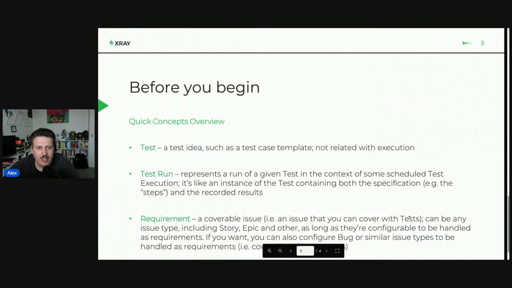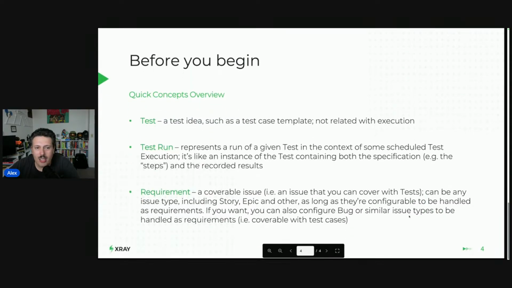All right. So before you begin, a quick concept overview. A test is a test idea, such as a test case template, not related with execution. A test run represents a run of a given test in the context of some scheduled test execution. It's like an instance of the test containing both the specification and the recorded result.